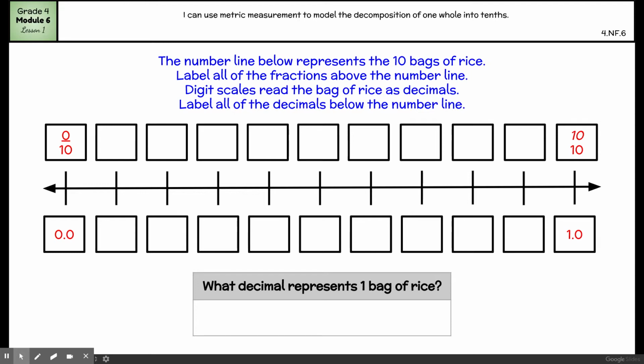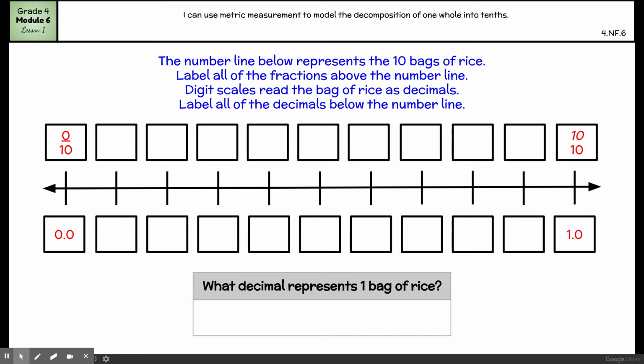Friends, have you ever weighed anything, like yourself, on a scale and it has a number that comes up with a dot in the middle of it? That dot or period is called a decimal point. And decimal points measure fractions just like we've been measuring fractions in Module 5, but you're not going to see the line between the numerator and the denominator. You're going to see a decimal point in between the wholes and the fraction part. So let's see what I mean.